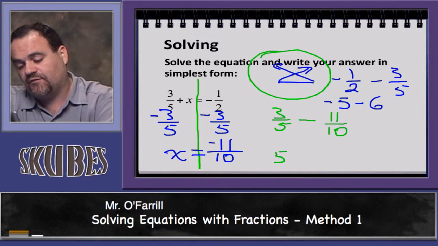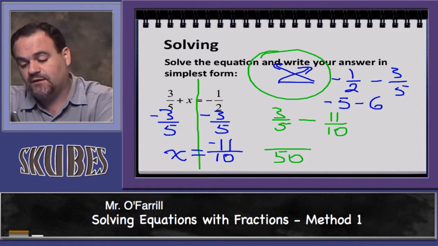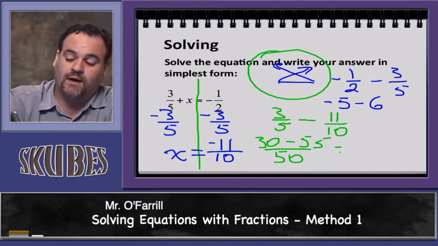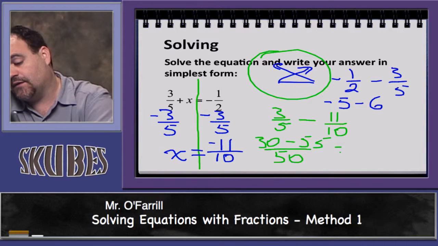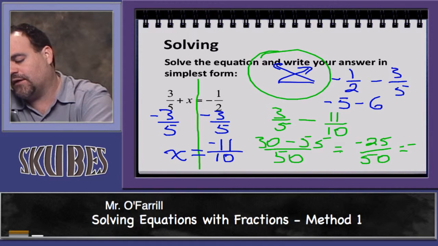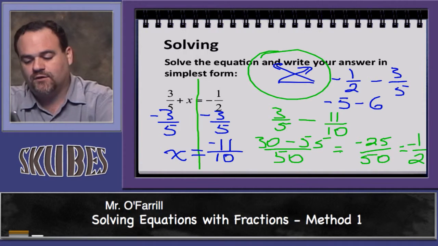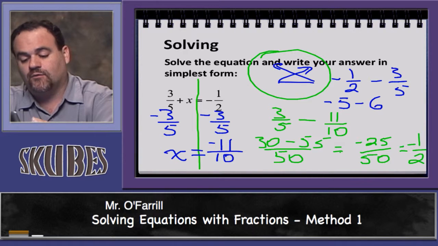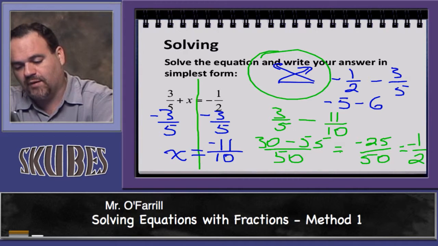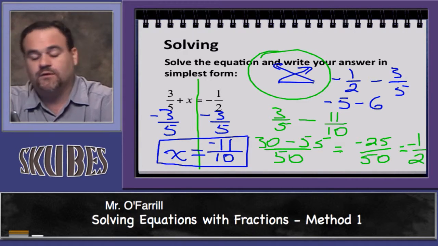We're going to use this same trick that I used up here. 5 times 10 is 50. 3 times 10 is 30. And 5 times 11 is 55. 30 minus 55 is a negative 25. The denominator is 50. And 25 is half of 50. So we are getting a negative 1/2, which is exactly what we wanted it to be. So it is very safe to go ahead and box this final answer. We got it right.